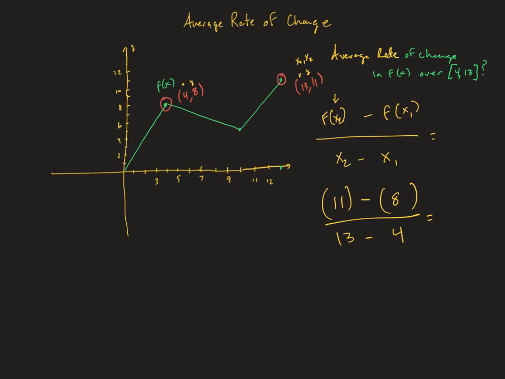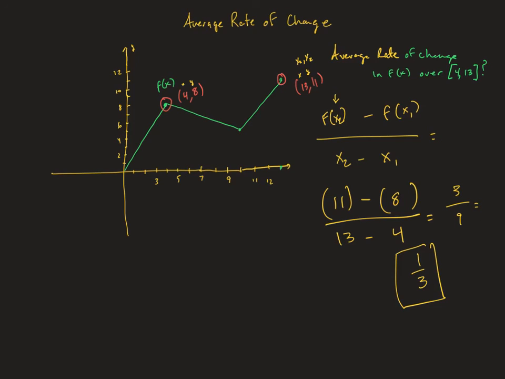Possibly the wrong information here. Yeah, I made a little mistake here. No, I didn't make a mistake. So if I figure this one out, I end up with 11 minus 8 is 3, over 13 minus 4 is 9, which is going to be 1/3. So the average rate of change over the interval of 4, 13 is going to be 1/3.